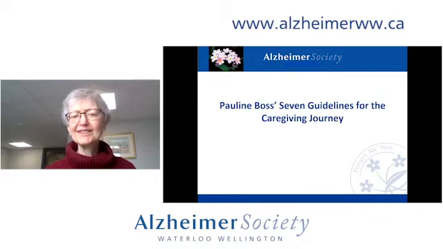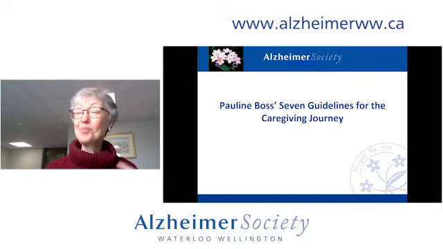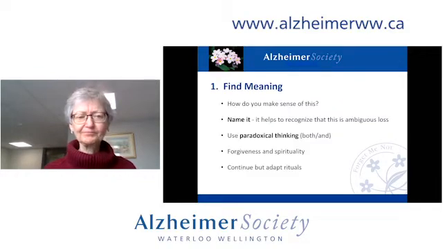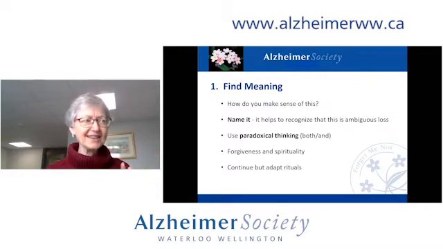So these are Pauline Boss's 7 guidelines for the caregiving journey that I'm going to run through with you now. And then I've got a little film by Pauline Boss for you to watch. So the first suggestion she has is find meaning. How do you make sense of this? Wow. How do we make sense? Naming it helps. And you can call it ambiguous loss. You can think about paradoxical, that's the both-and thinking. So naming it really helps.